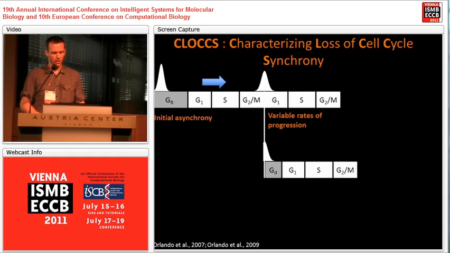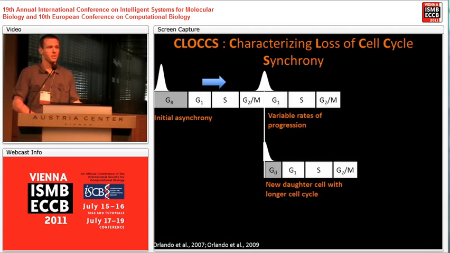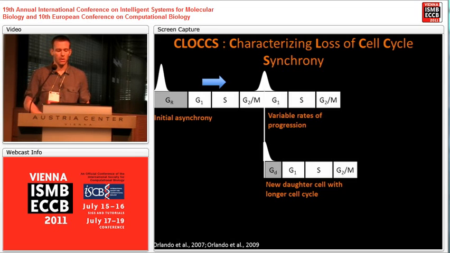And I'd like to point out here that the peak of the density, as well as the width of it, the variance in it, is changing due to these variable rates of progression. And as I just pointed out, there's this daughter cell specific offset. So here we're accounting for these three sources of asynchrony.